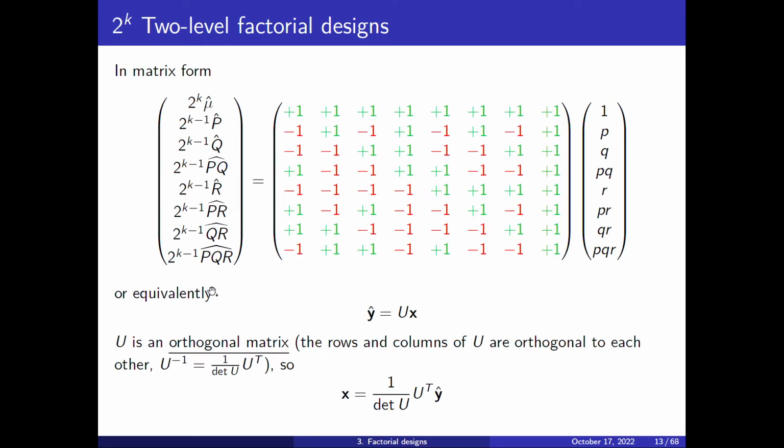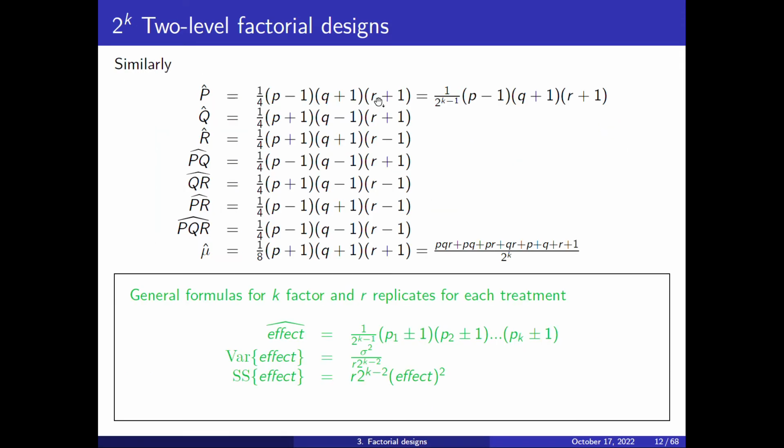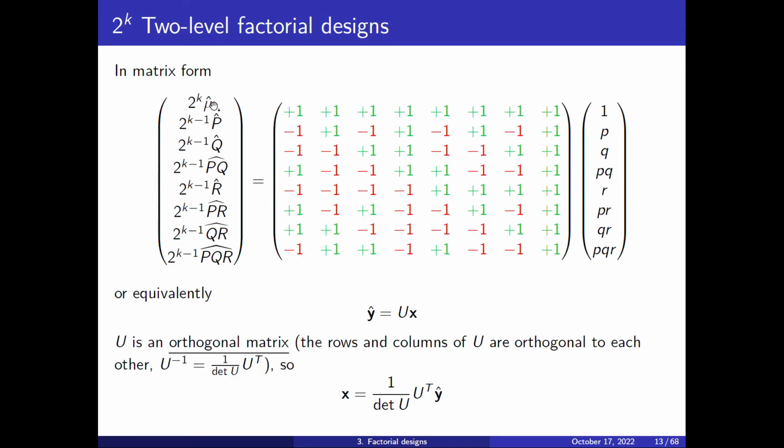We have taken all the 2 to the k minus 1 that are dividing here, we have taken them to the other side for convenience, and then these are the estimation formulas for each one of the factors, and we see these are the means, and we see that we have very nice patterns of plus ones and minus ones. The colors is simply the plus or minus one. So in a matrix form, we have the effect sizes of each one of the main effects, interactions, and so on.